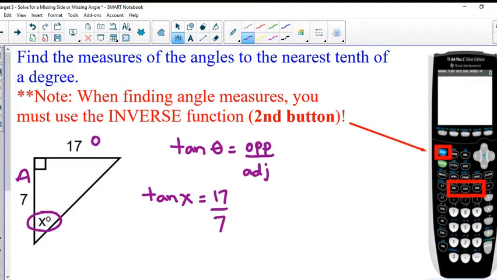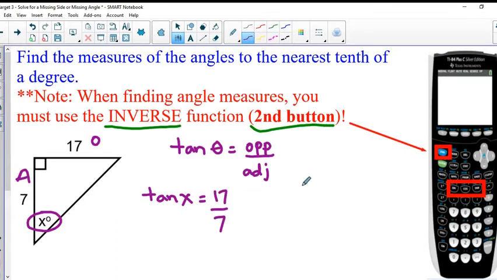In previous problems, we would multiply both sides by 7 and start to solve. That was when we were looking for sides. We're not looking for sides anymore. We're looking for angles. When you're looking for angles, once you have this set up, you don't have to do anything else besides plug it into your calculator. So what we are going to use is the inverse trig function, which means we have to use the second button in our calculator.